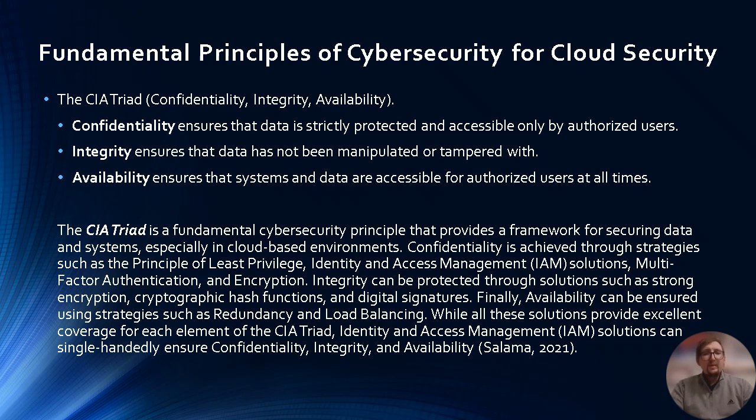The CIA triad is a fundamental cybersecurity principle that provides a framework for securing data and systems, especially in cloud-based environments. Confidentiality is achieved through strategies such as the principle of least privilege, identity and access management solutions, multi-factor authentication, and encryption. Integrity can be protected through solutions such as strong encryption, cryptographic hash functions, and digital signatures. Finally, availability can be ensured using strategies such as redundancy and load balancing. While all of these solutions provide excellent coverage for each element of the CIA triad, identity and access management solutions can single-handedly ensure confidentiality, integrity, and availability.